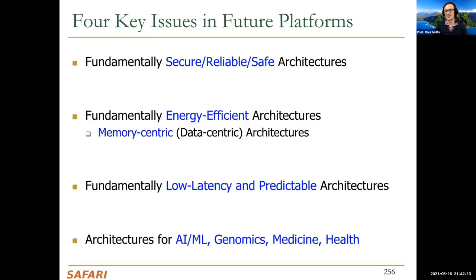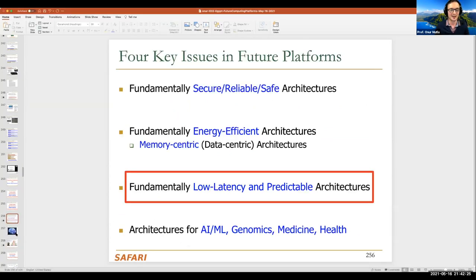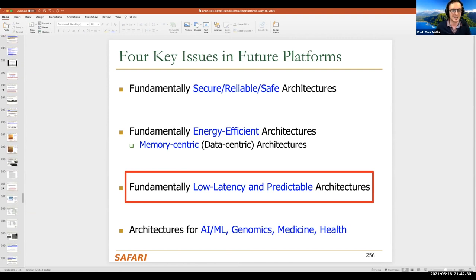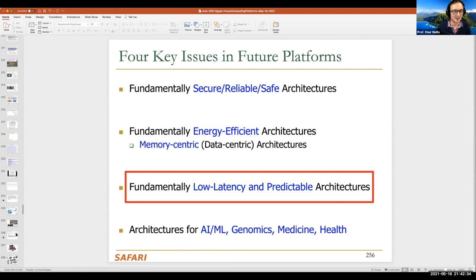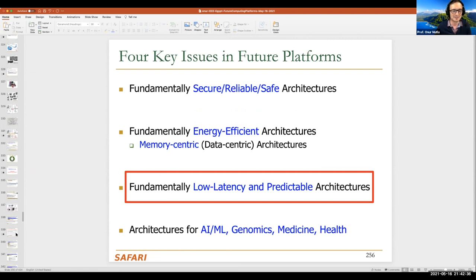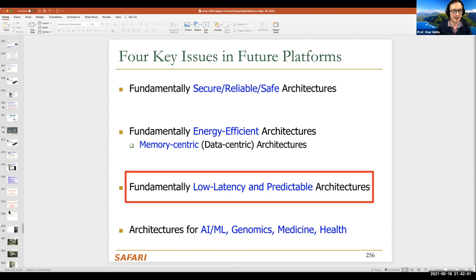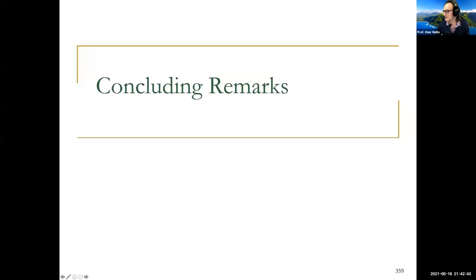So I don't think we have more time. So I'm not going to talk about the low latency and predictable architectures and more specialized architectures for AI, ML, genomics, medicine, health. I'm going to leave the slides with you if you're interested in going through them on your own, or you may be interested in looking at some of the resources that I mentioned that cover some of these, maybe not all of these. But at this point, I think I will conclude. And I'm happy to take questions as well.